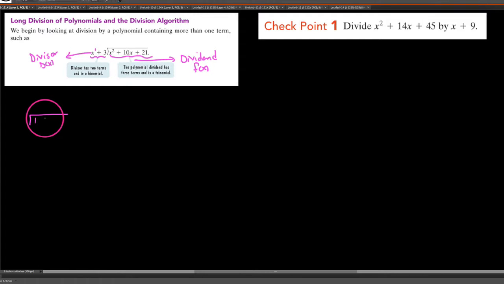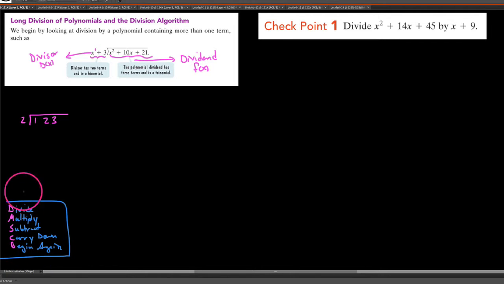For instance, if I had 123 divided by 2, then I could use what we call the division algorithm. We say DMSCB. What this stands for is divide, multiply, subtract, carry down, and begin again. Loosely, this is the order we'll go through things when we divide.